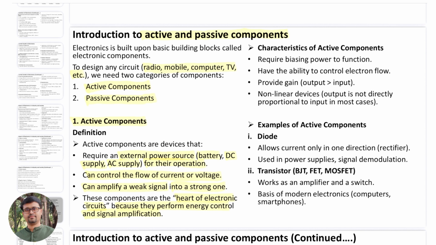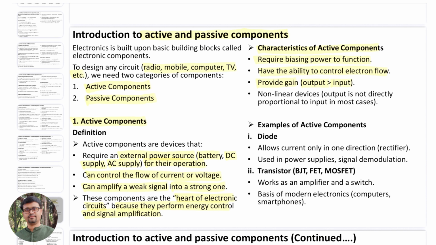So what are the characteristics of the active components? They require biasing power to function, or you can say an external supply: DC supply, battery, or AC supply also. They have the ability to control the flow of electrons. Then they provide gain also, because the output is greater than the input.